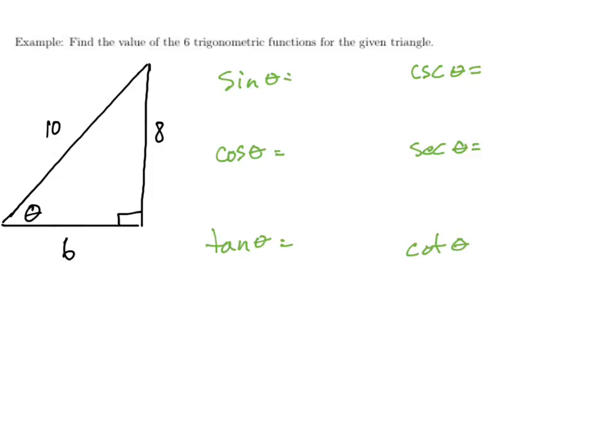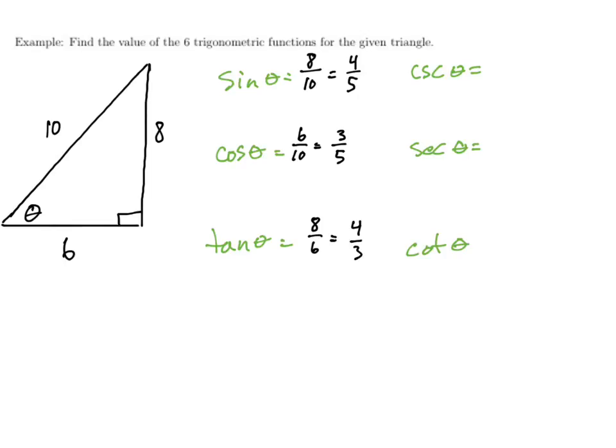All right, so sine is opposite over hypotenuse. The opposite side from angle theta is going to be 8. The hypotenuse is 10. So we would reduce that to 4/5. So sine of theta is equal to 4/5. Cosine of theta is adjacent over hypotenuse. So that's going to be 6 over 10, which reduces to 3/5. And then tangent of theta is opposite over adjacent. That's going to be 8 over 6, which reduces to 4/3.